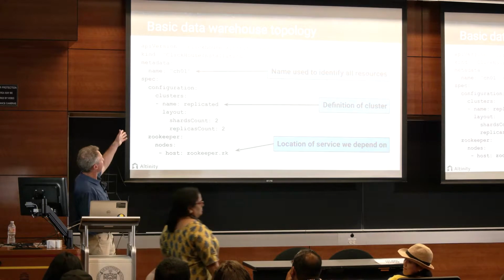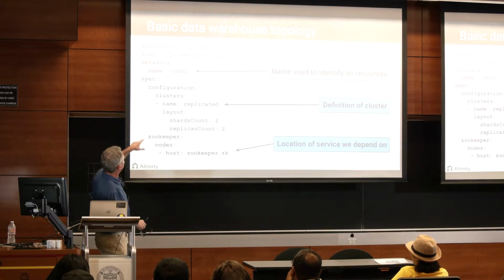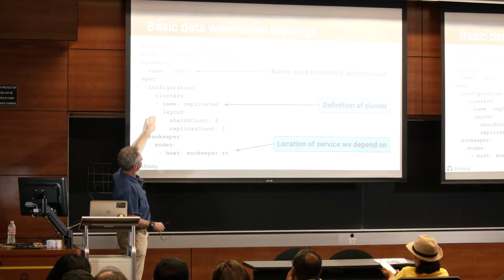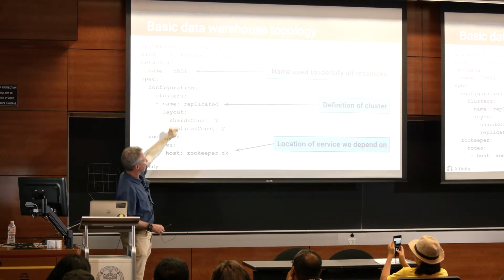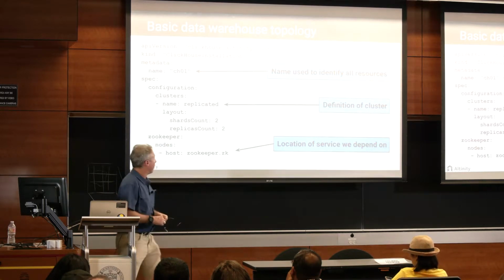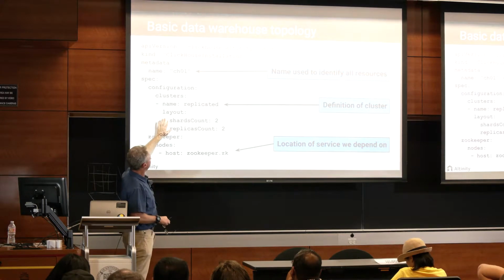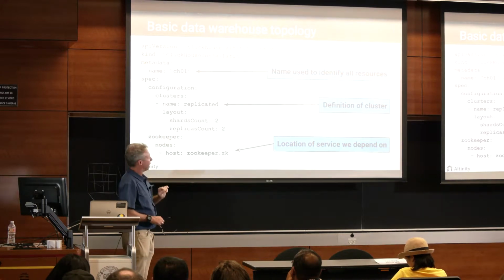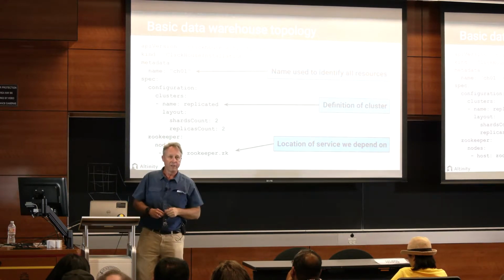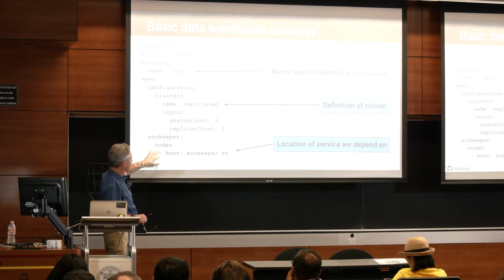So here's an example. I want to make a data warehouse, and I'd like to have what I'll call a cluster. I'm going to call it replicated. So I can choose any name I want, but this is a good one because it really is replicated. And I'm going to say, hey, you can have 2 shards, and I'd like to replicate each of them twice. So 2 by 2. By the way, it turns out for us, if you're running replication, you're going to need to have one of these Zookeeper applications.